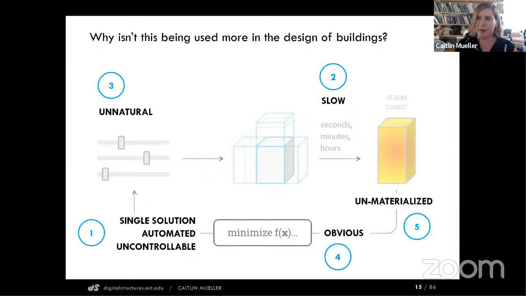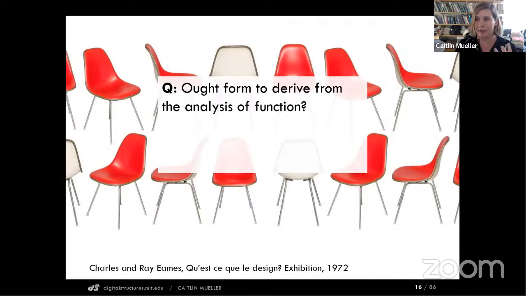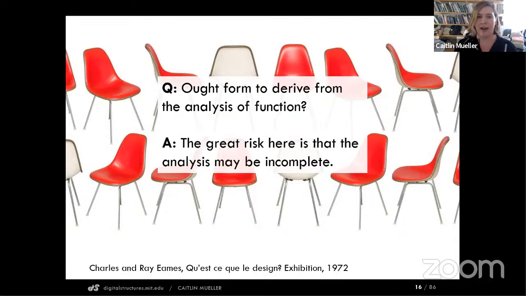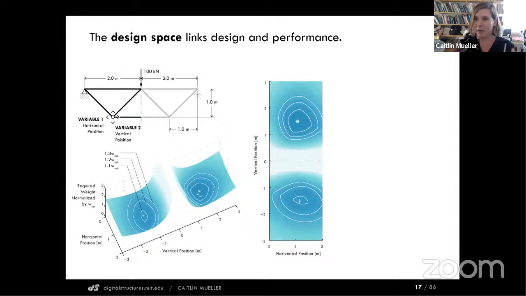And before, just as an interlude, I wanted to share this much more compact version of what I just said. This is from an exhibition from the designers and architects Charles and Ray Eames, who in an exhibition asked, ought form to derive from the analysis of function? Should form follow function? I think many people think, yes, of course. And their answer is, the great risk here is that the analysis may be incomplete. And in the design of architecture, analysis is always incomplete. There is always a holistic, qualitative, conceptual side that is critical to the success of the building that we cannot formulate in the computer. But we can formulate some parts.